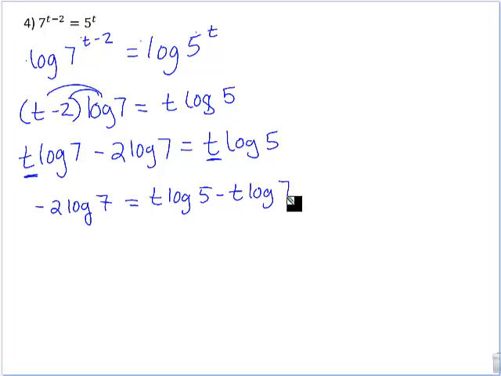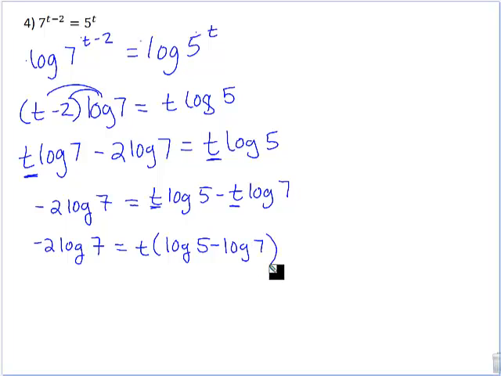Log of 5 and log of 7 are not alike where we can combine them, so we're going to take a GCF of a t out. So our negative 2 log of 7 stays. This is equal to t, and then in parentheses, log of 5 minus log of 7. Now to get the t alone, we can just divide by log of 5 minus log of 7.